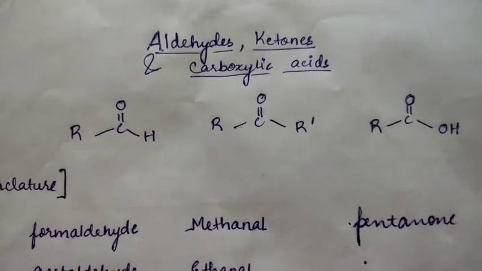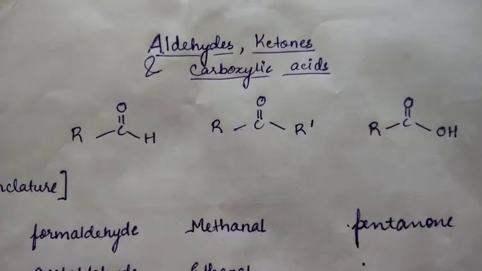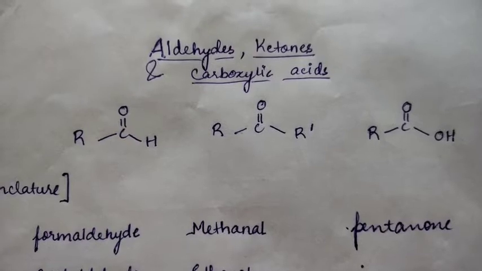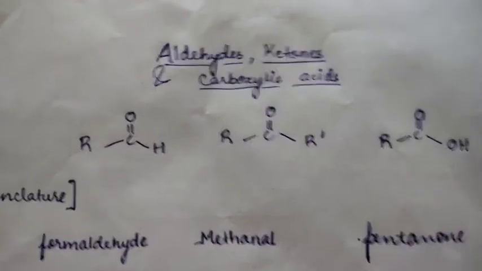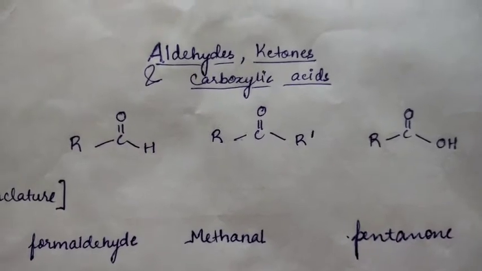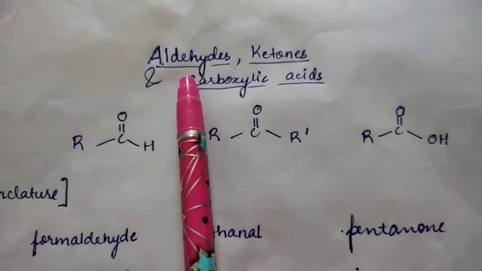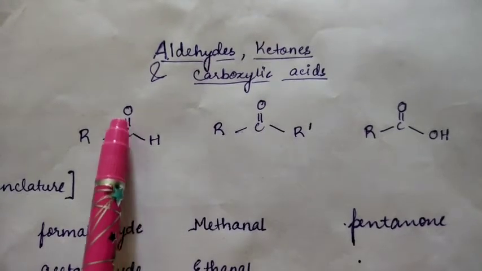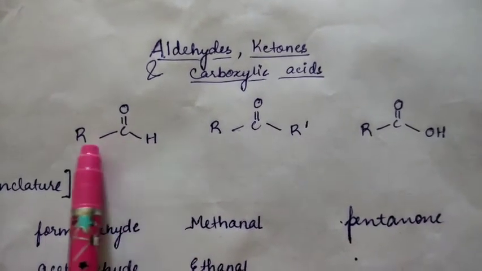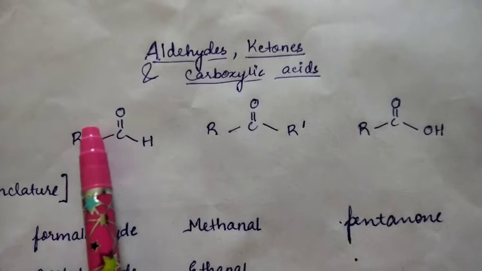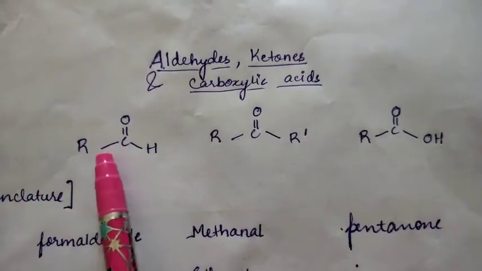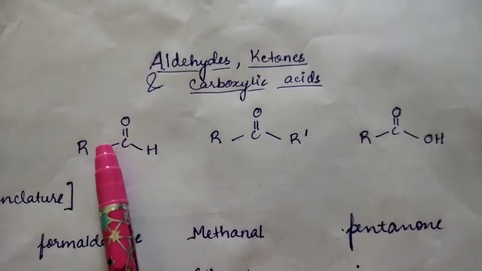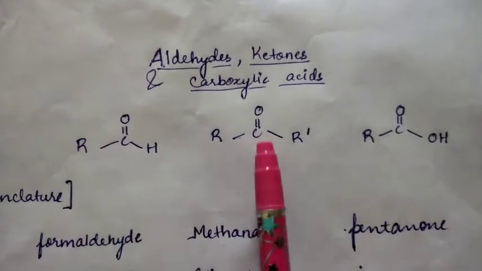Today we are going to start a new chapter, that is aldehydes, ketones and carboxylic acids. You have already studied a little bit about the functional group of these compounds. So let us just revise once more here. For aldehydes, the functional group is C double bond O H, and this is the alkyl group. It can be CH3, it can be C2H5. So it depends on what is the number of carbons that is present.